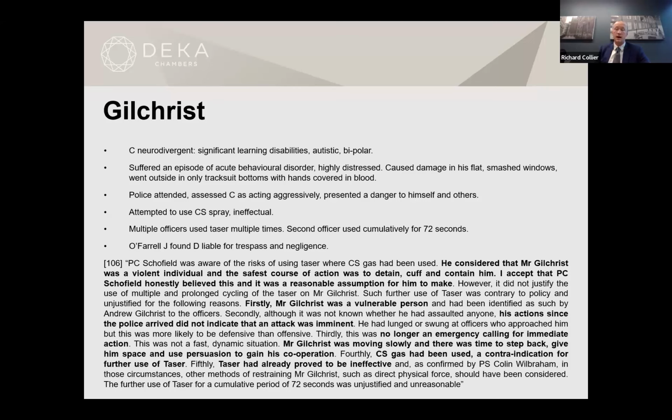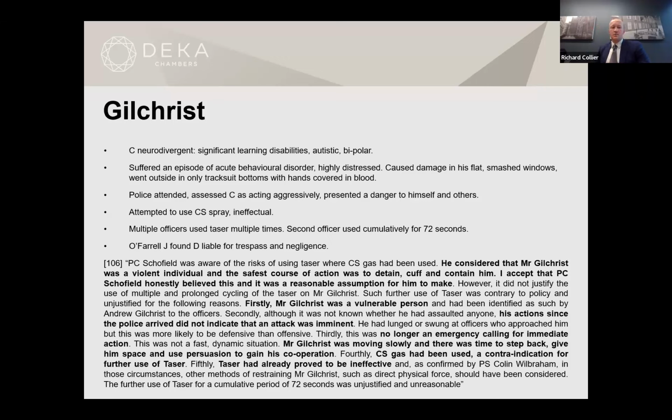subsequently a number of times as well, but cumulatively for over a minute, so 72 seconds of the application of stun. And Mrs. Justice O'Farrell found the defendant liable in that case for a number of reasons. I mean, five principal reasons, the first being that the claimant was vulnerable and had been identified as such by the claimant's brother, who, at the point of the application of the taser, had presented himself saying to the officers, no, he's just not well.